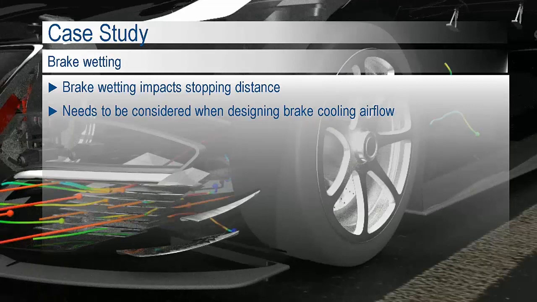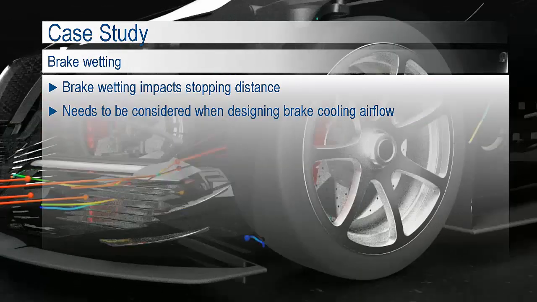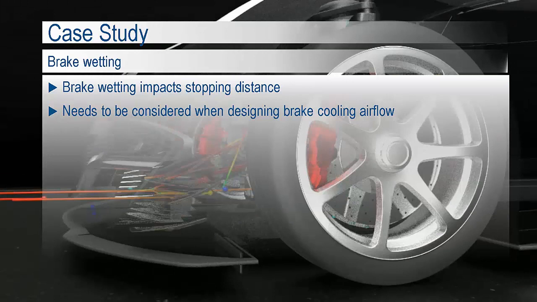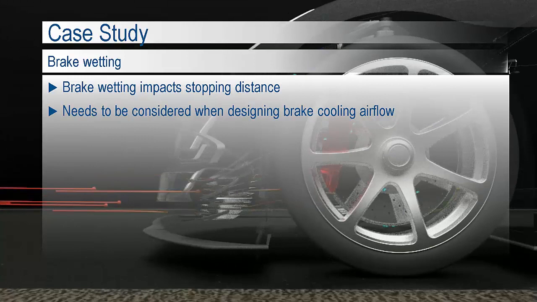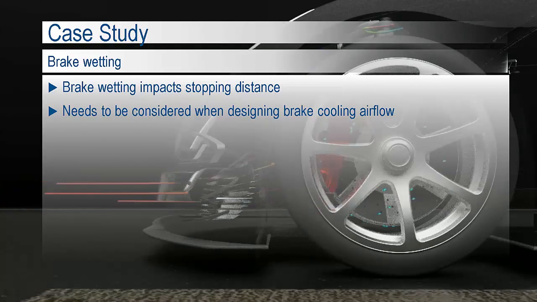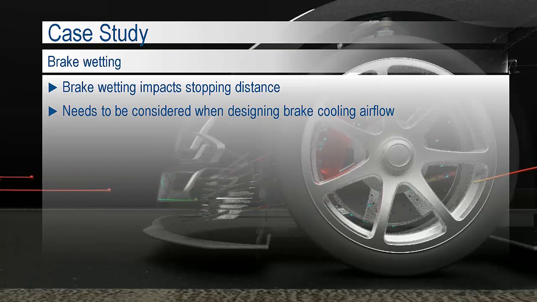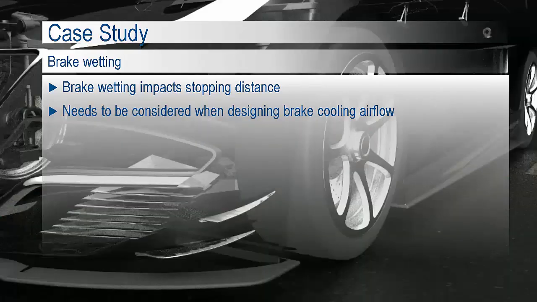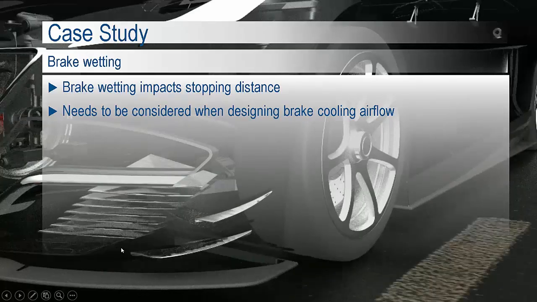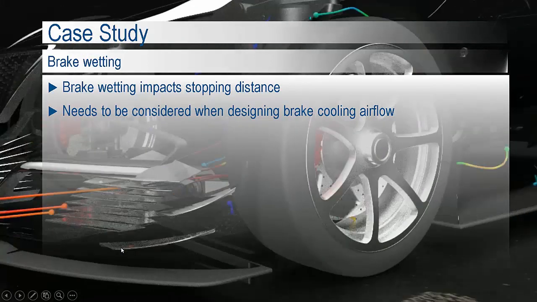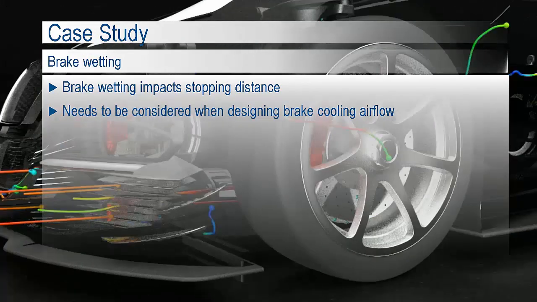I also mentioned brake wetting and how the brakes getting wet will impact the braking distance. So here's an example where we were looking to improve the cooling of the brake system by adding an air duct. And we were ducting that air to the brake, and then what was happening is some of the water that you would have coming from the traffic would be coming through that duct along with the air, and then it was being directed onto the brake.